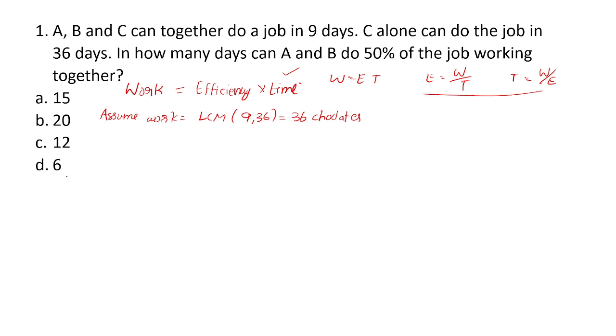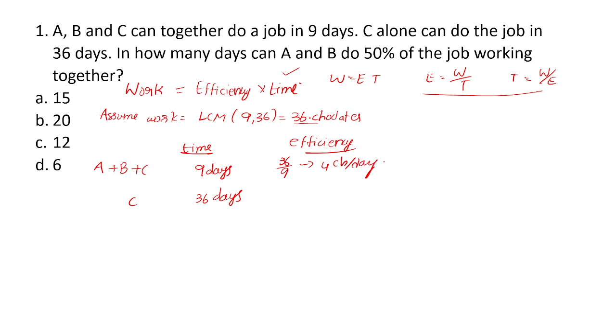Remember it. Okay, let's say here it is given in the problem that A, B, and C together will complete the work in 9 days. C alone, 36 days is given. So we have already assumed work, time is given, and we'll calculate efficiency. How? Work divided by time, 36 by 9, which is 4 chocolates per day. So A, B, and C can eat 4 chocolates per day, whereas C alone eats 36 chocolates in 36 days. So that is 1 chocolate per day.